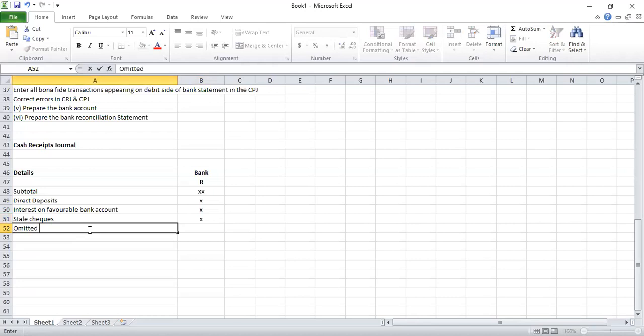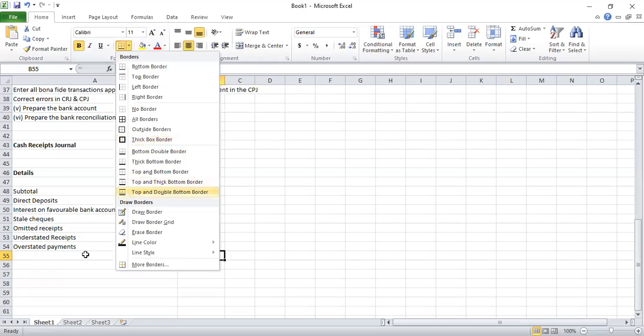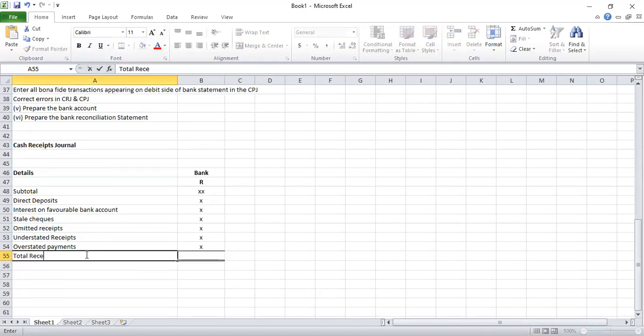We've got omitted receipts. There might have been receipts of money that had been omitted by mistake. Understated receipts. When we say understated receipts, we mean that the amount that was recorded was less than the actual amount, so we have to top up with the difference. Right. We have got overstated payments. These are payments that are overstated, so we have to reduce them. To reduce payments, we record in the cash receipts journal. Right. So normally these are the items that we use, and then we get our total receipts.